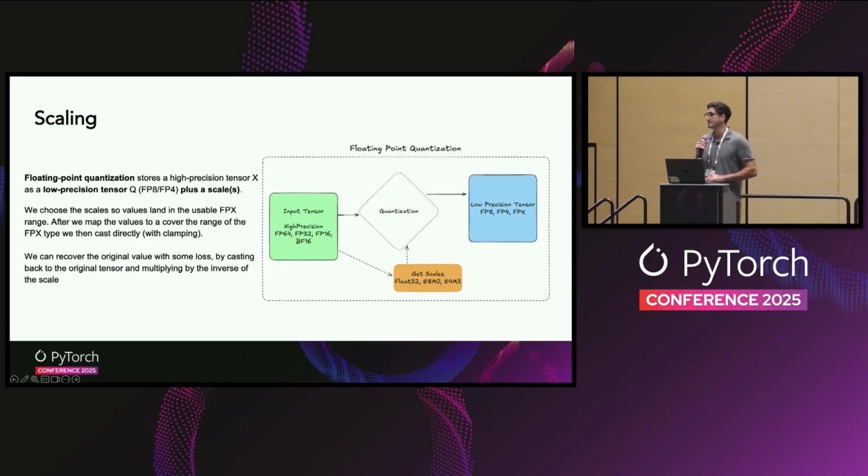So one critical technique for preserving accuracy when we're going to these new formats is something called scaling. The idea is pretty straightforward. At a high level, we're storing a high precision tensor as a low precision tensor plus some scales. And those scales are typically also tensors. And we do this to minimize the loss of information.